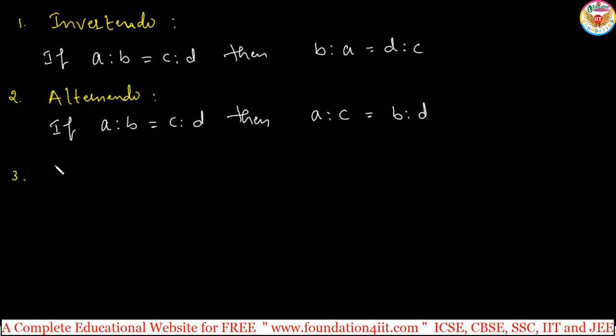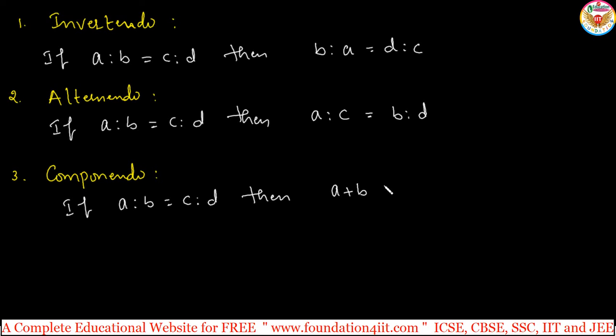Third one is componendo. Componendo is, if A is to B is equal to C is to D, then componendo is adding: A plus B is to B is exactly equal to C plus D is to D. Adding the first and second terms, divided by the same denominator: A plus B and C plus D. Componendo is numerator plus denominator, the same denominator again, remember.